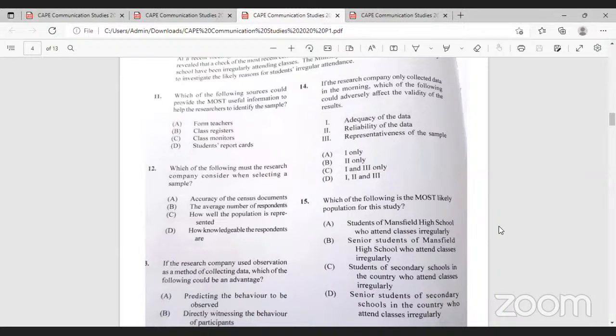And so let's go back over this. 11 is B, class registers. 12 is C. 13 is B. 14 is D, dog. And 15 is B, boy. Okay.